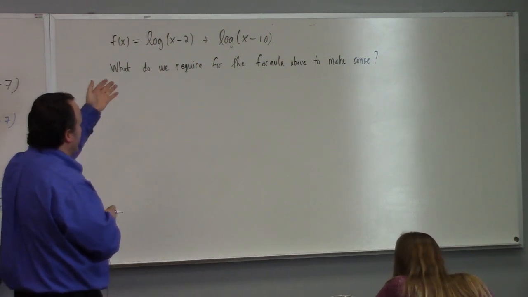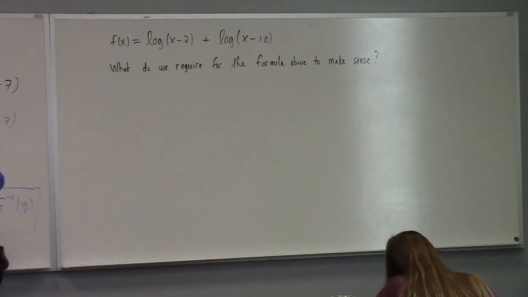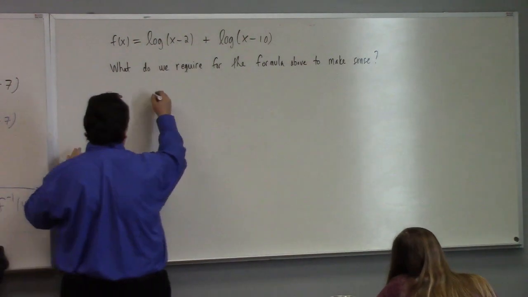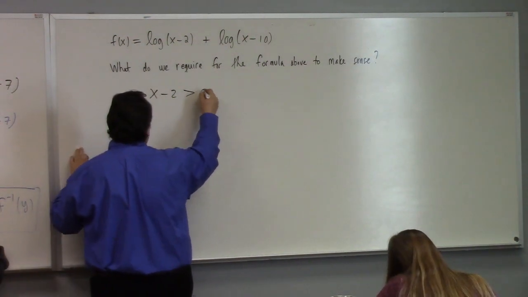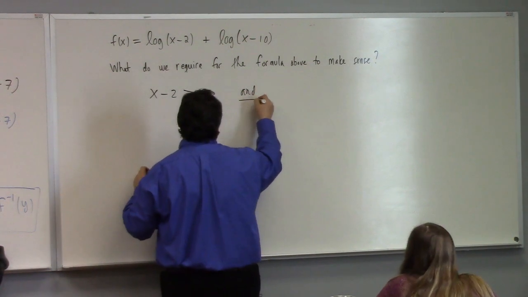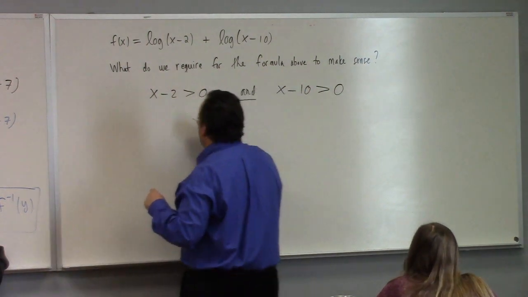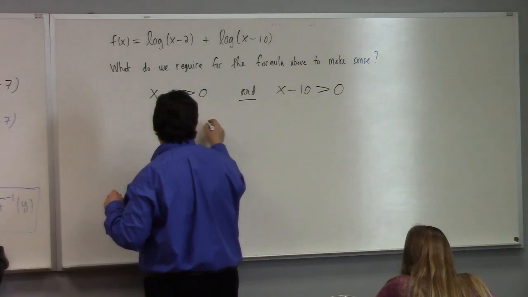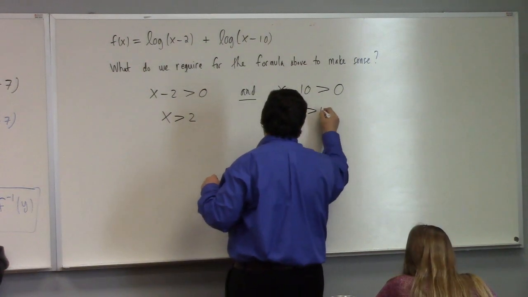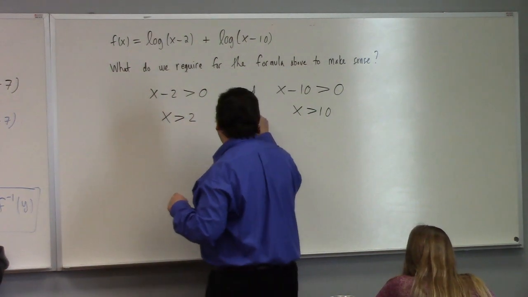Listen, we need to make the inputs to the logarithm positive, right? So here there are two inputs to worry about. We need x minus 2 to be greater than 0, and we need x minus 10 to be greater than 0. So we need x to be greater than 2, and we need x to be greater than 10. You notice the and.